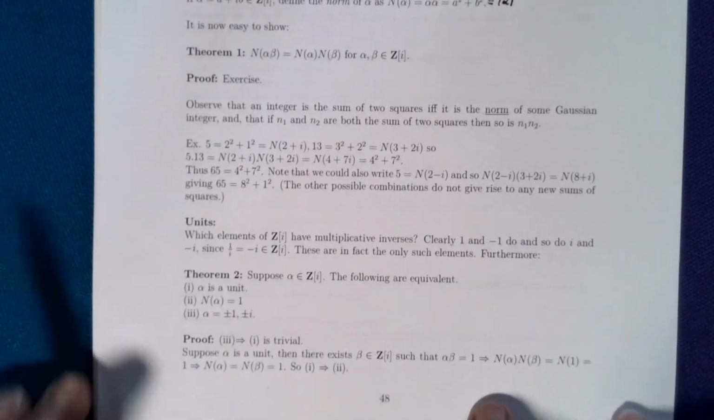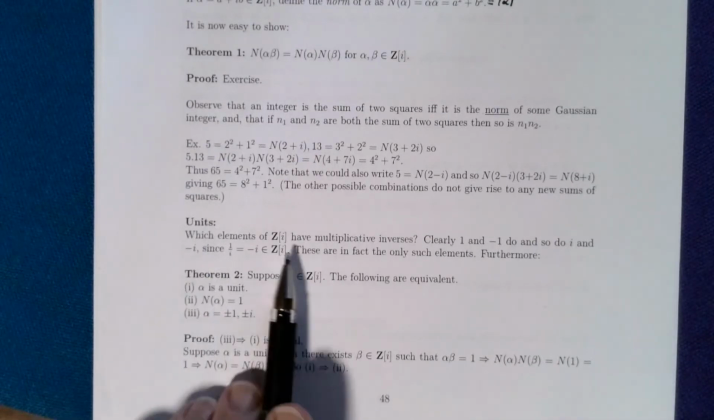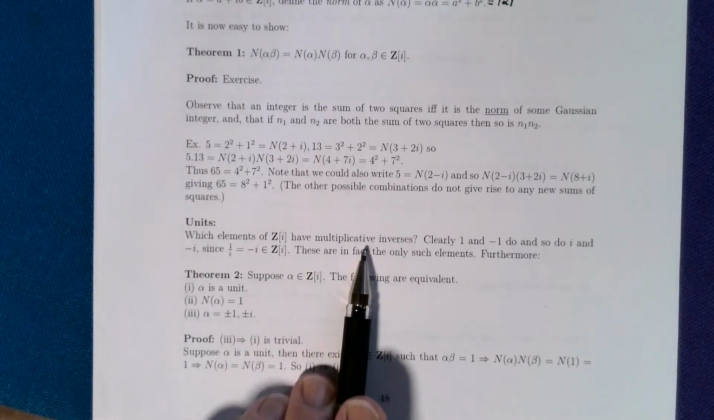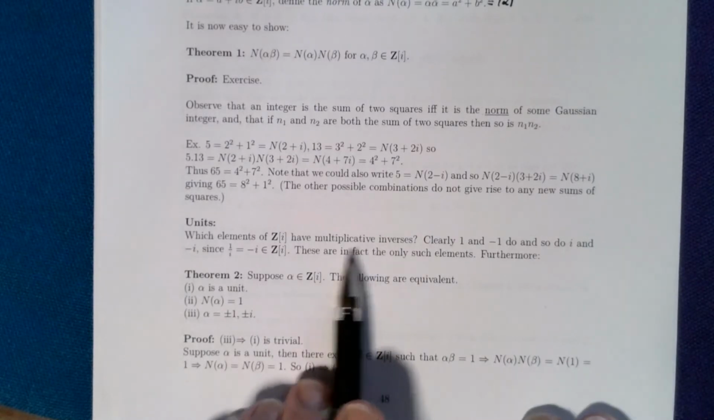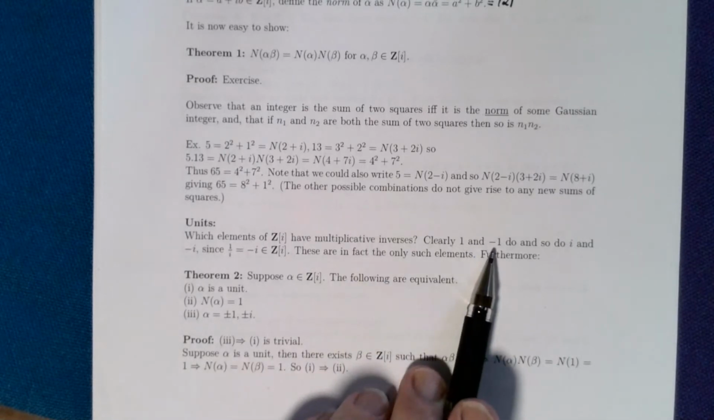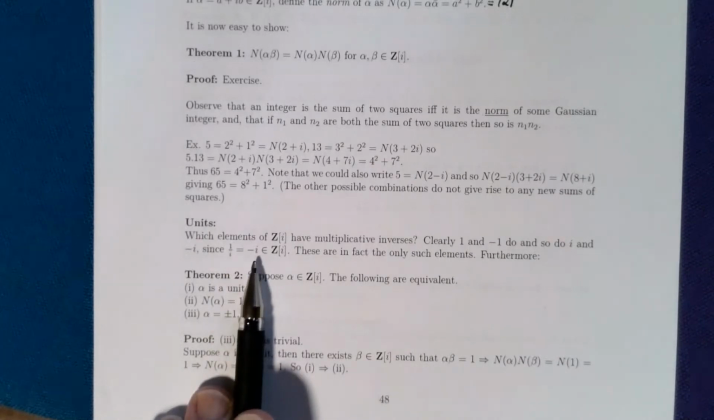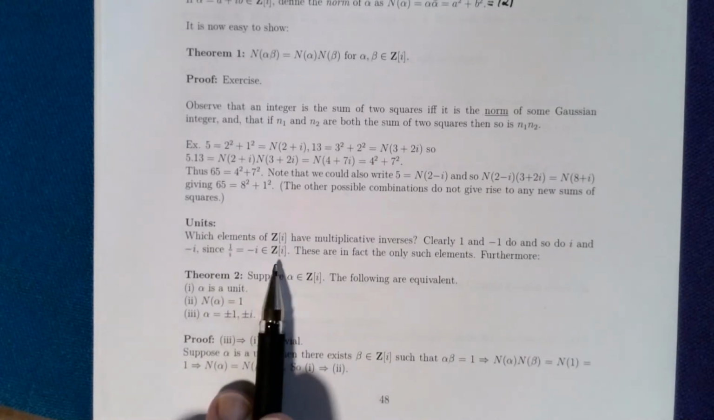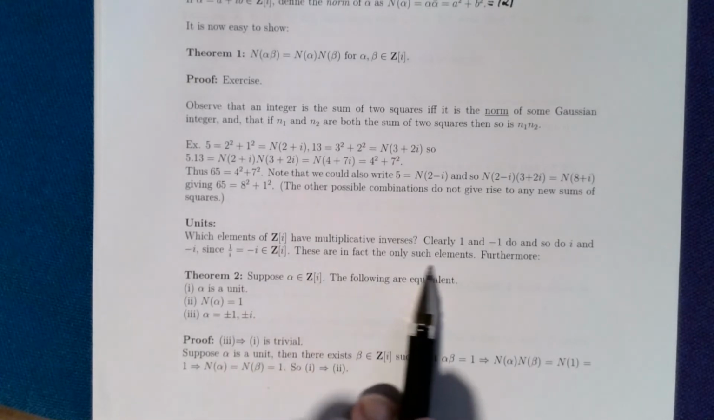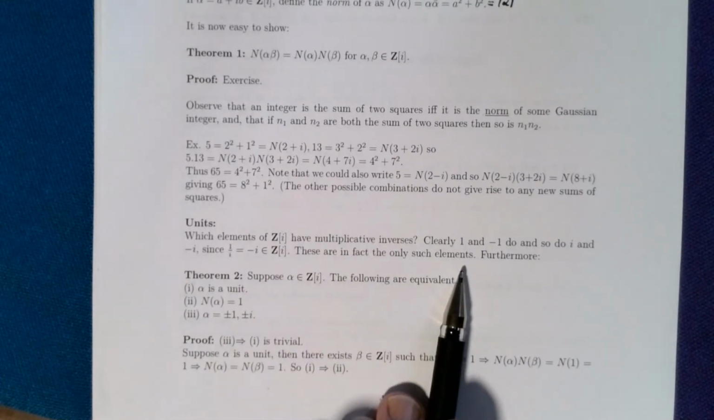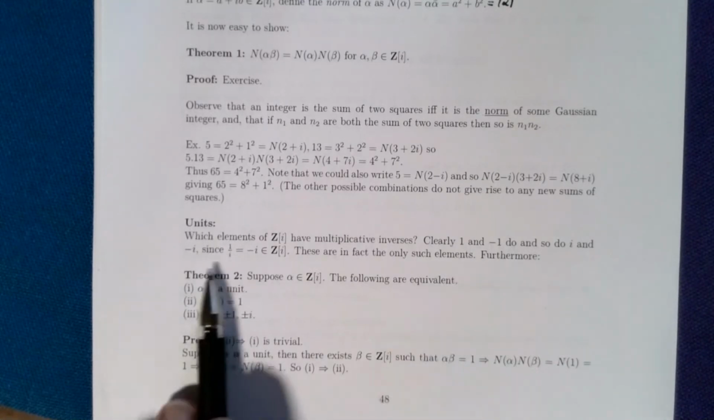Well, we'd like to say which elements of this have multiplicative inverses. We know that not every Gaussian integer has a multiplicative inverse, but some do and some don't. Clearly 1 and minus 1 do, and so do i and minus i, because 1 over i is just minus i when you realise the denominator. Now it turns out that these are in fact the only such elements. That is, the numbers that correspond to the number 1, or possibly minus 1, in the integers turn out to be just plus or minus 1 and plus or minus i.